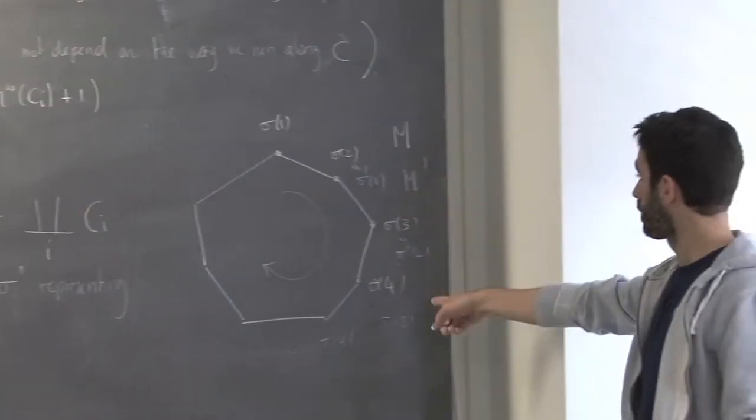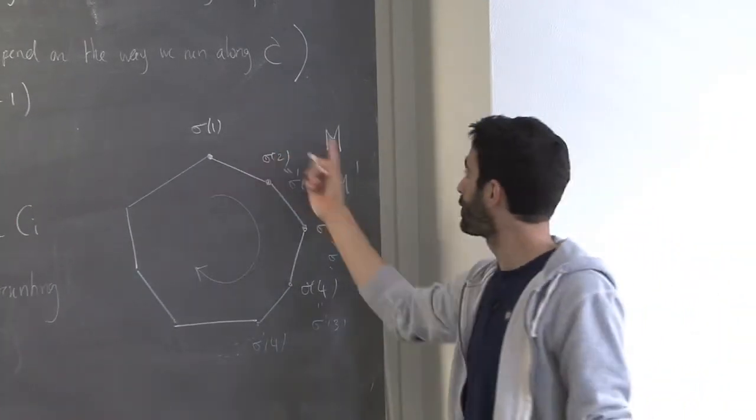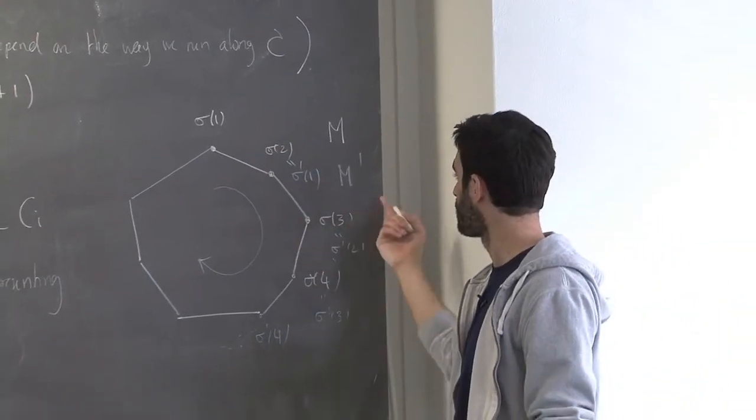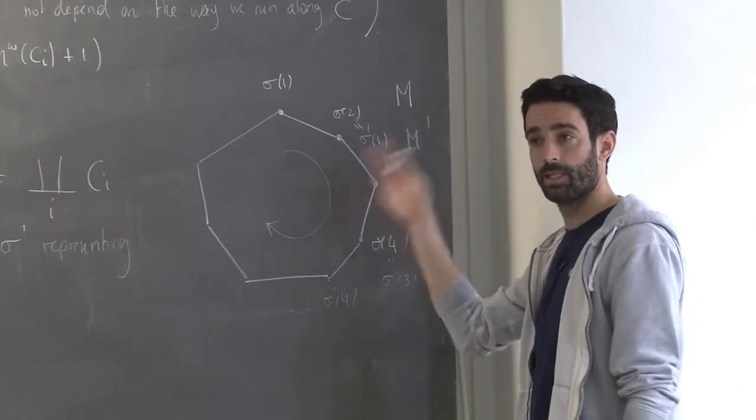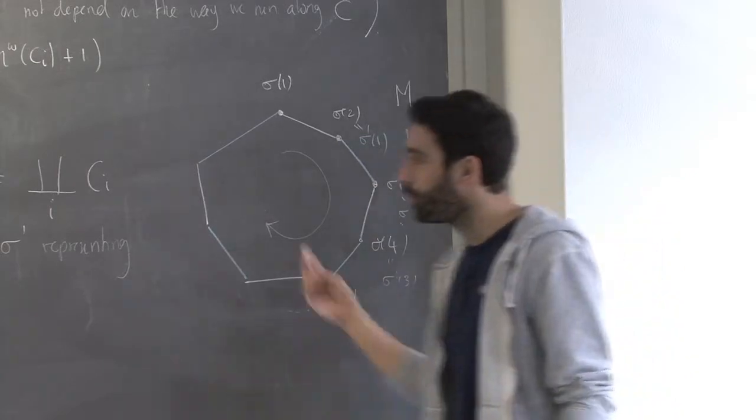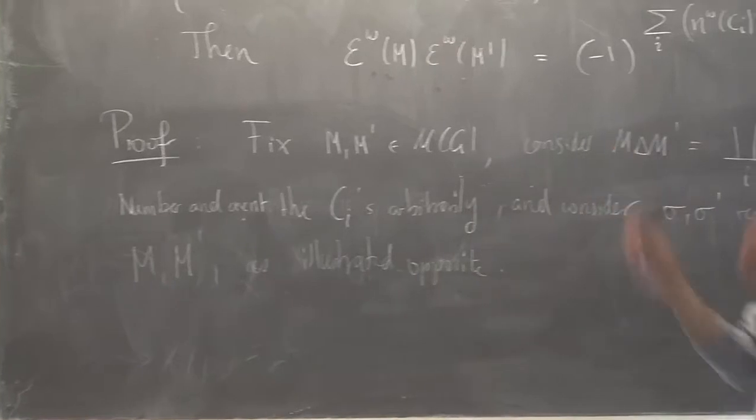You agree that sigma represents M, and sigma prime represents M prime. We had a huge freedom for how to choose them, and we choose them in such a way. It's not unique. It's determined by a numbering, an orientation, and a first base point for each cycle.